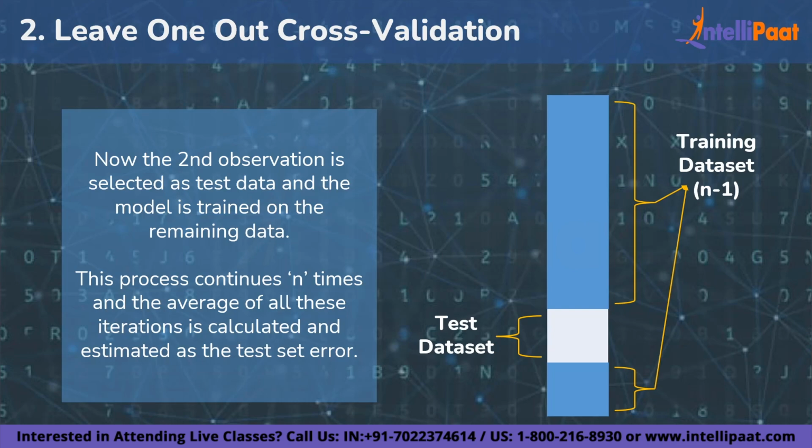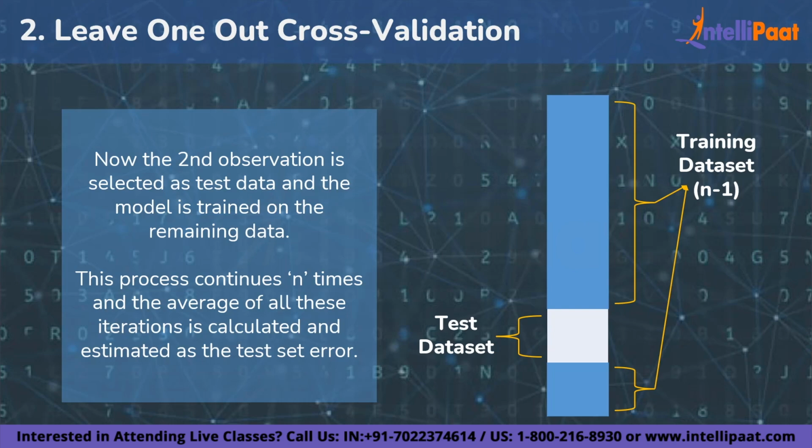Okay, so when it comes to the test error estimates, this method gives unbiased estimates but an extremely high variance, because we are averaging the output of n models which are fitted on an almost identical set of observations, and their outputs are highly positively correlated with each other. And you can clearly see this is computationally expensive, as the model will run n times to test every observation in the given data.